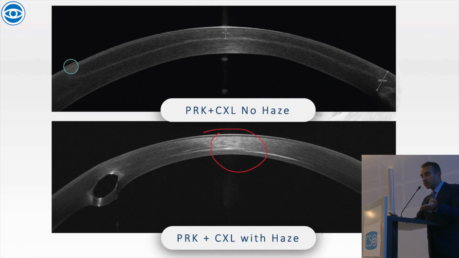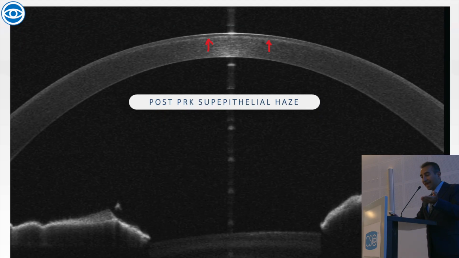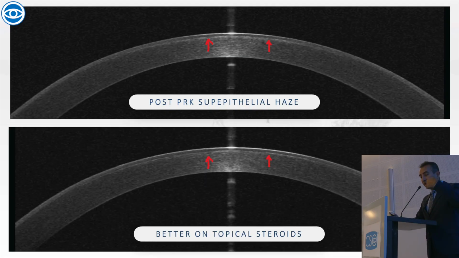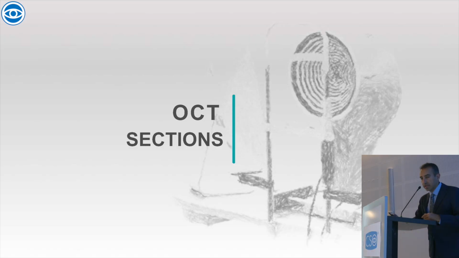This patient had regular PRK, but you can see the subepithelial haze, and a month later with steroids, the haze got better. And again, that's another tool. You'll be able to quantitate haze automatically based on grayscale units when you see the patients. All that can be automated.